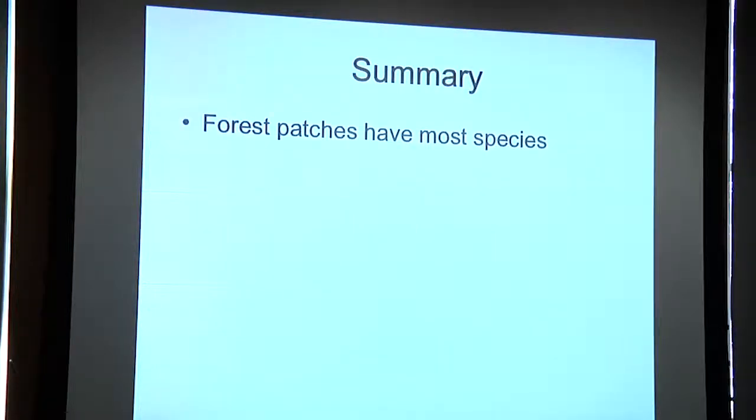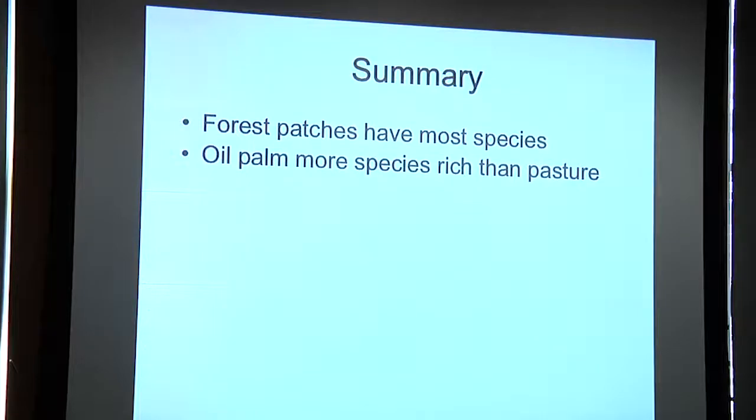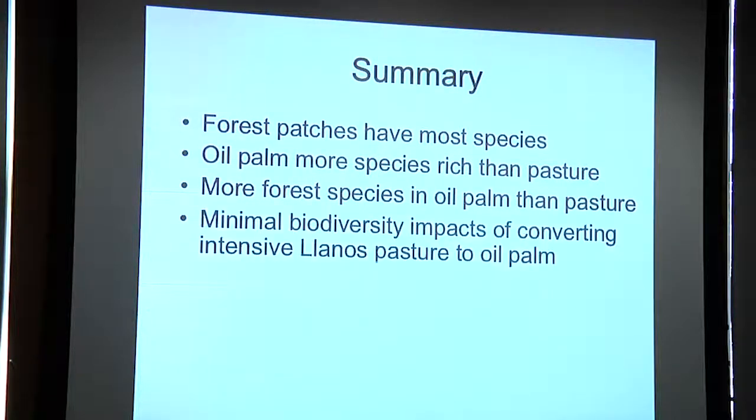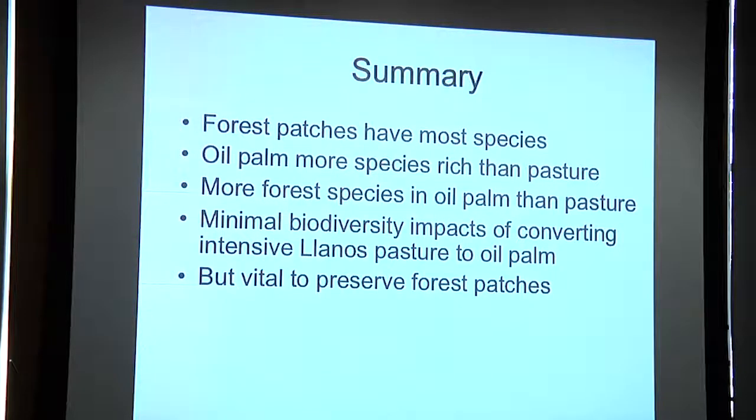So forest patches have the most species. Oil palm is more species rich than pasture, aside from birds. More forest species are occurring in oil palm than pasture. And what that suggests is that we may have found a place where we can develop oil palm industry at minimal biodiversity cost. We also have found that it would be vital to ensure we do preserve the remaining forest patches.